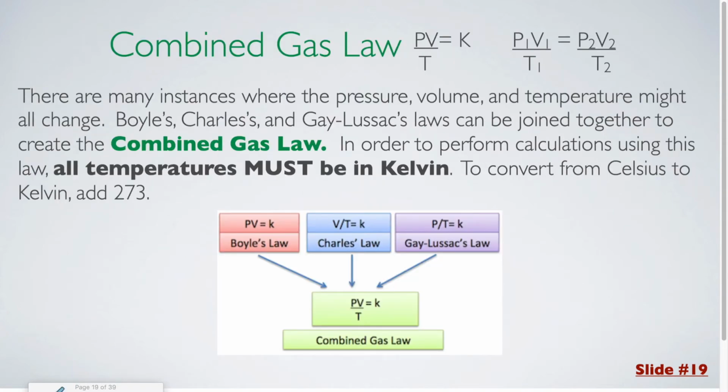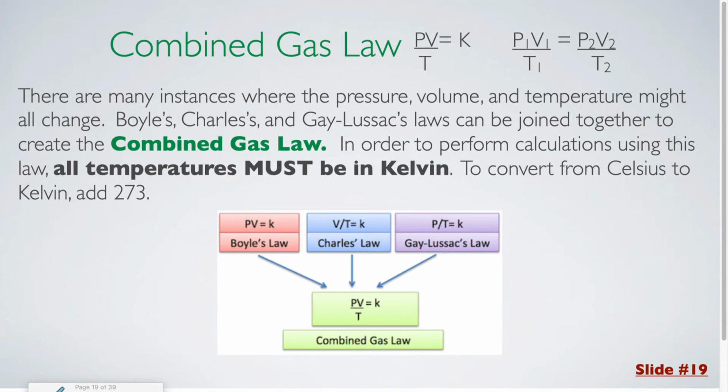Next up, we have the combined gas law. There are many instances where the pressure, volume, and temperature might all change. Boyle's, Charles', and Gay-Lussac's laws can be joined together to create the combined gas law. In order to perform calculations using this law, all temperatures must be in Kelvin. To convert from Celsius to Kelvin, we add 273. So like I said, that is true for all of our gas laws.